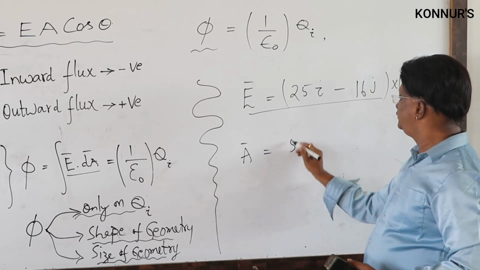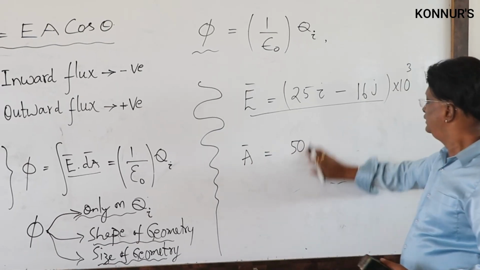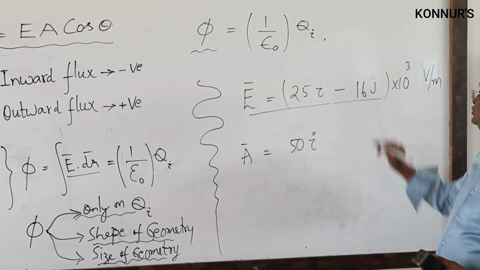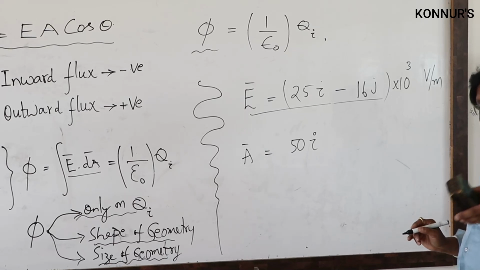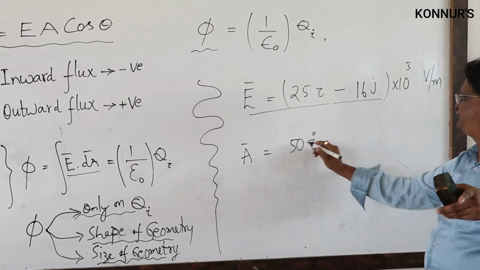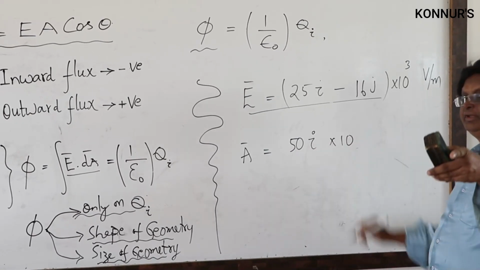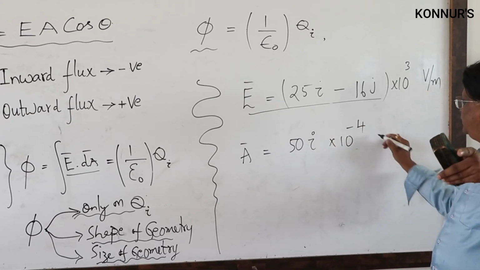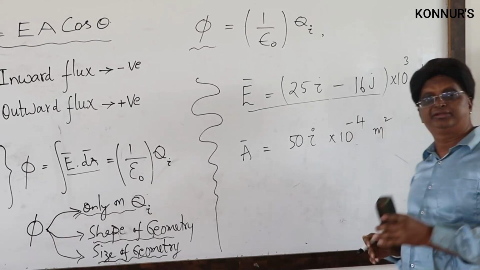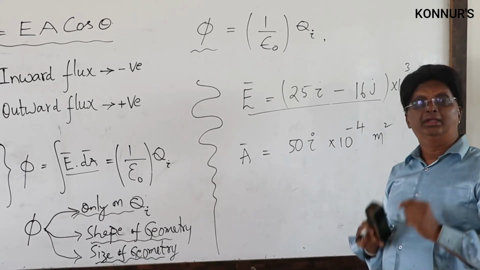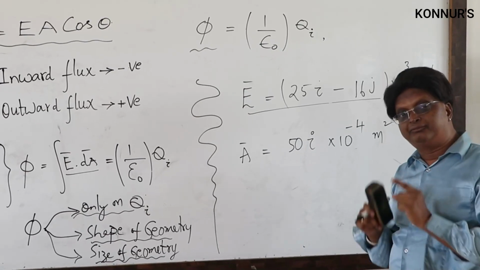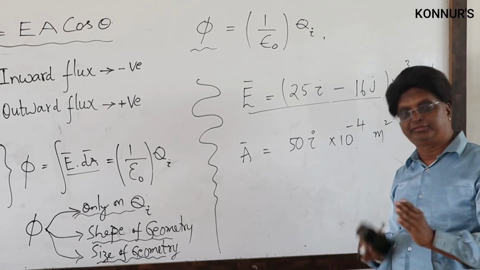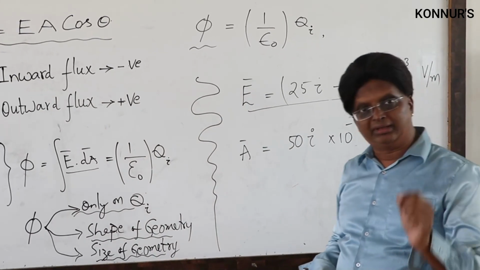A bar is equal to 50 i because normal to YZ, therefore I am taking it as x-axis. 50 i, of course there is a multiple. Centimeter square is there, remember I am writing into SI units, 10 raised minus 4 meters square. And this is a very important suggestion we keep giving in every class. Be careful about the units. Always try to convert all the units into SI units.